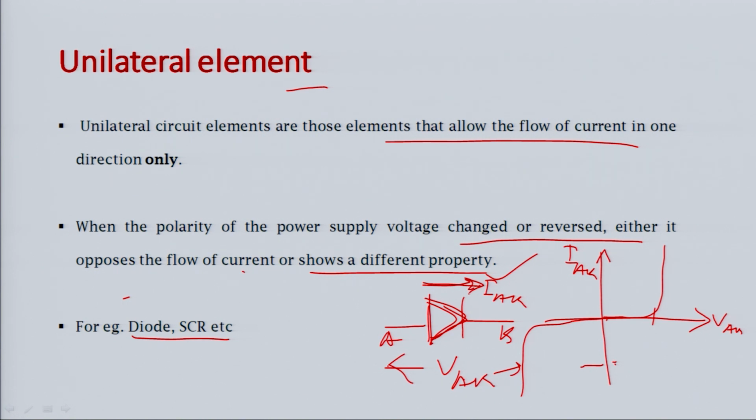Right. For the forward bias condition, the anode is connected with the positive terminal of the battery and the cathode is connected with the negative terminal of the battery. Similar nature is with the SCR also.